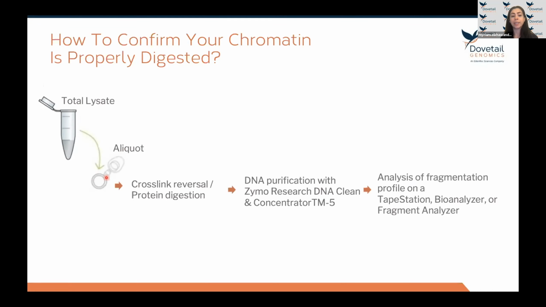So this aliquot is essentially cross-linked chromatin. You will first start by reversing the cross-links, degrading the proteins with proteinase K, then purifying the DNA. You will use this purified DNA to run on an analysis instrument. You can use either a TapeStation, Bioanalyzer, or Fragment Analyzer. You'll also quantify this purified DNA with a Qubit fluorometer, which will enable you to determine how much lysate you recovered from your cell sample.